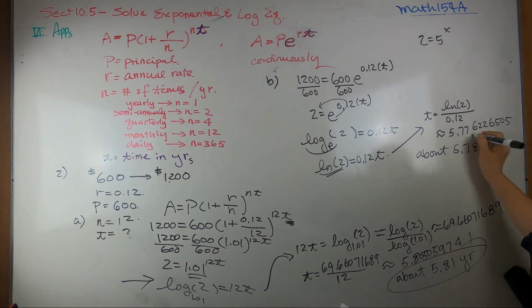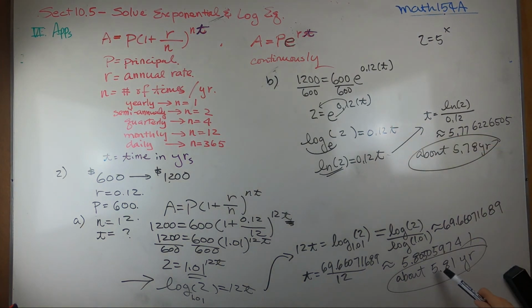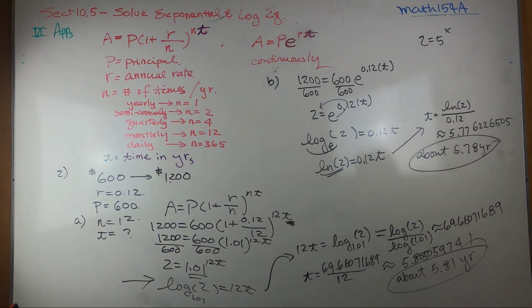5.78 years. Okay. One is 5.81 years, one is 5.78 years. Not much difference for $600 to $1,200. If you have 6 million to 12 million, or nowadays a billion, right? Then the little difference is quite a bit. Okay, a different time, a month's time, is quite a bit of difference there. Good?